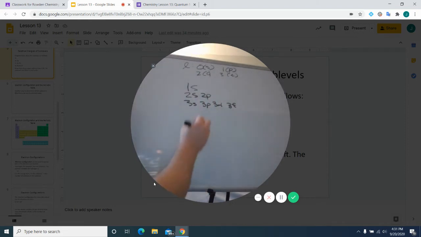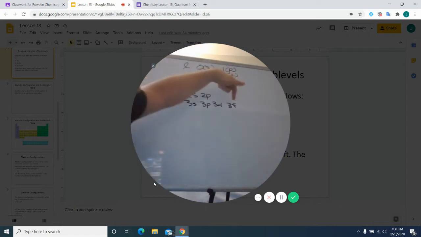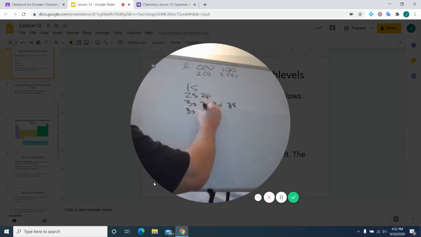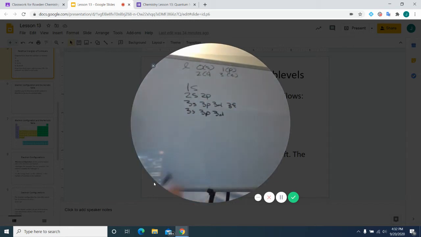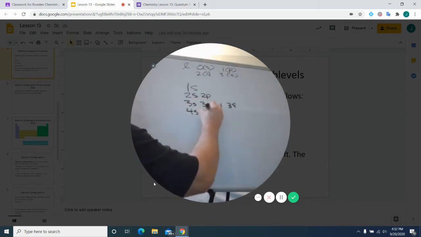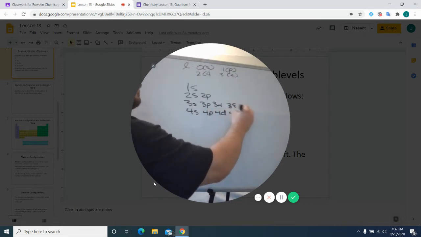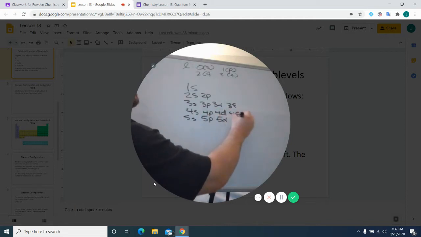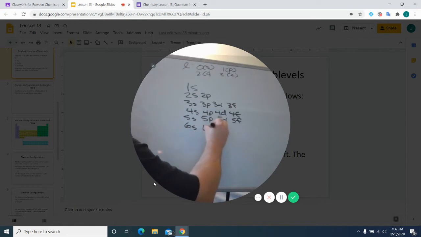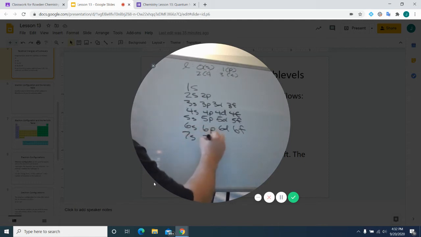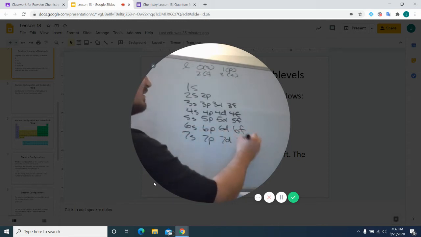And then let's go ahead and keep going. Here's what I'm going to do, though. I'm not going to go past F for any of these. So even though there's further sublevels that could exist, we'll just stop at F. So we'll go 4S, 4P, 4D, 4F, 5S, 5P, 5D, 5F, 6S, 6P, 6D, 6F, 7S, 7P, 7D, 7F. Okay.